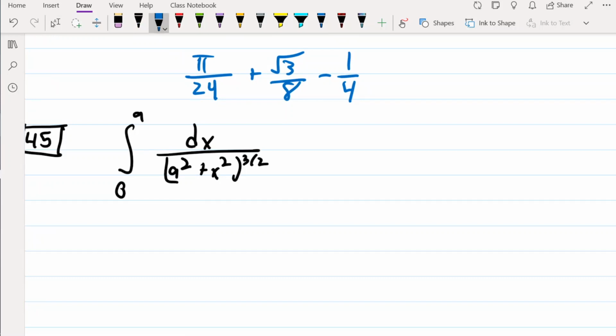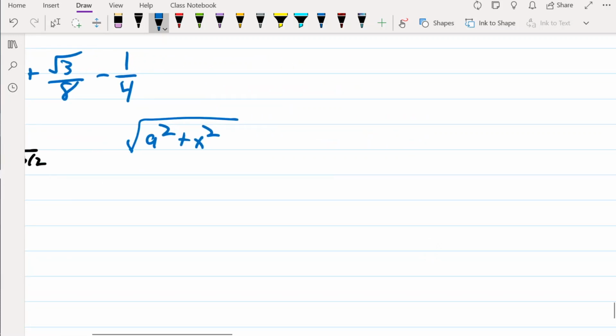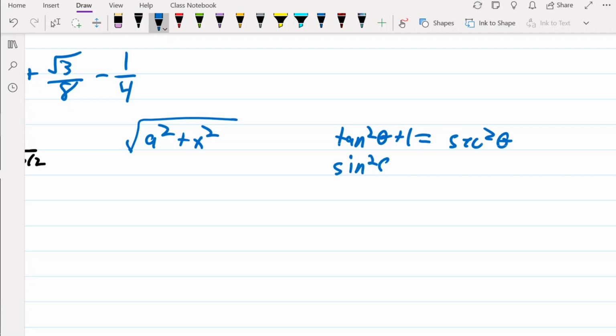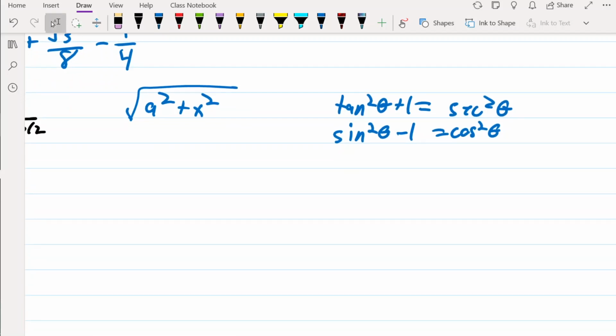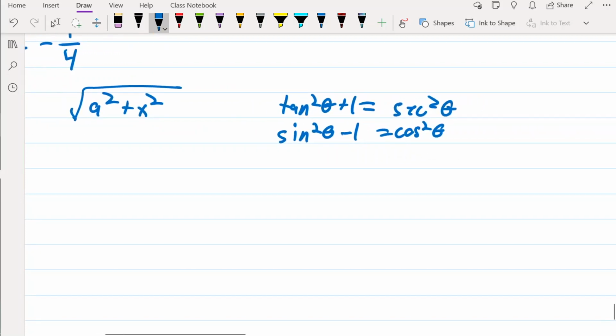All right, so in this we have a squared plus x squared. Let me just figure out which identity we are going to use. Tangent squared theta plus 1 equals secant squared theta. This does not work. Sine squared theta minus 1 equals cosine squared theta. That also does not work, and neither does the other one because that term is positive. I think that leaves us with tangent. No, wait. Tangent didn't work. Oh, wait, no. Tangent will work, because 1 plus tangent squared theta also equals secant squared theta.